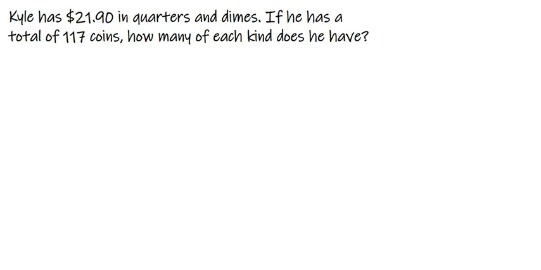Kyle has $21.90 in quarters and dimes. If he has a total of 117 coins, how many of each kind does he have?